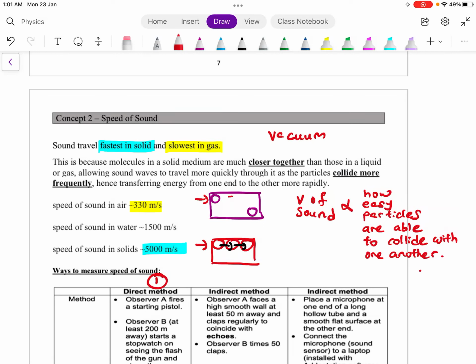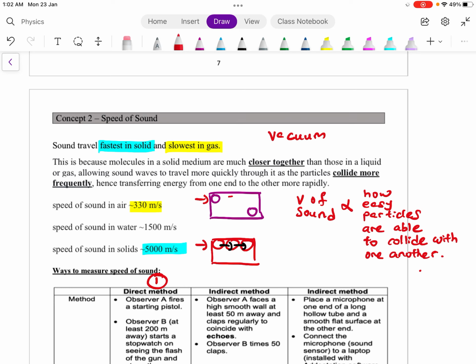Okay, so concept two will be the calculation of the speed of sound. So of course we know that sound travels faster in solids and slower in gas, right? For example, the speed of sound in solid is roughly 5,000 meters per second, whereas the speed of sound in air is roughly 330 meters per second. So why is that so?